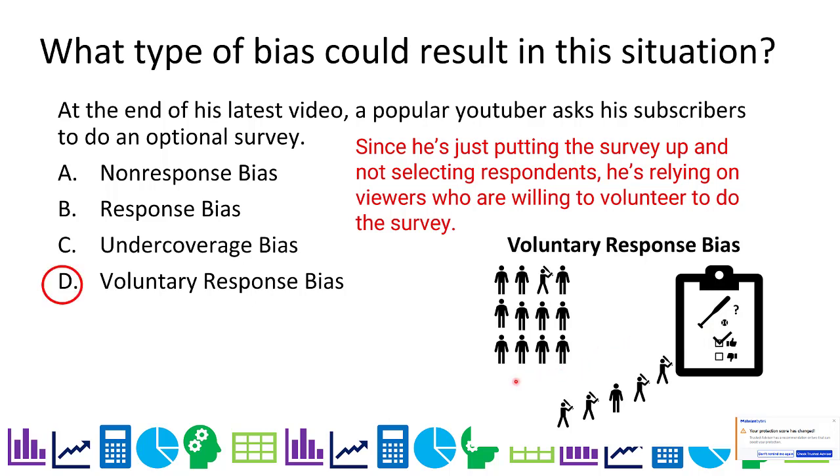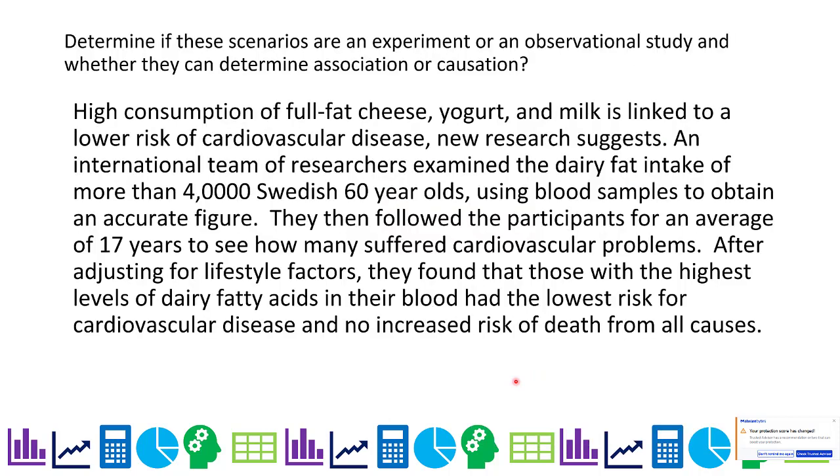All right. Now, we're going to determine if these scenarios are an experiment or an observational study and whether they can determine association or causation. So here's the scenario. High consumption of full-fat cheese, yogurt, and milk is linked to a lower risk of cardiovascular disease, new research suggests. An international team of researchers examined the dairy fat intake of more than 4,000 Swedish 60-year-olds, using blood samples to obtain an accurate figure. They then followed the participants for an average of 17 years to see how many suffered cardiovascular problems.